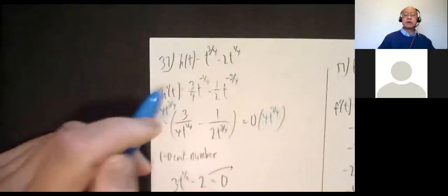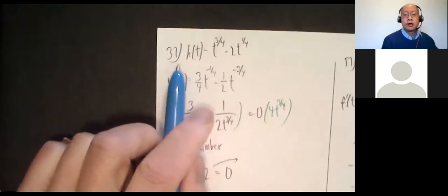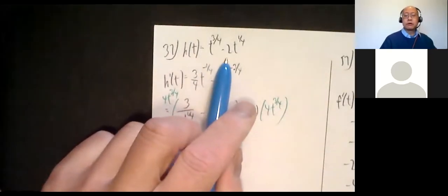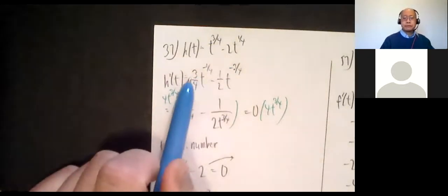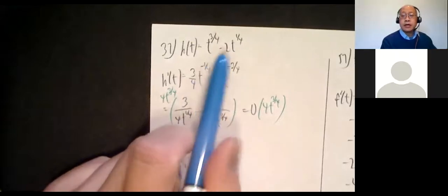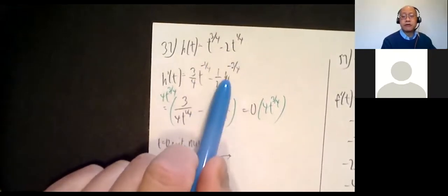Okay, so 37, fractional exponents always bother us. Find the critical numbers of h of t equals t to the 3/4 minus 2t to the 1/4. All right, h prime is 3/4 t to the negative 1/4, and then negative 2 times 1/4 is negative 1/2, right? t to the negative 3/4.